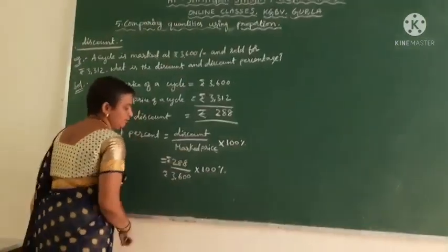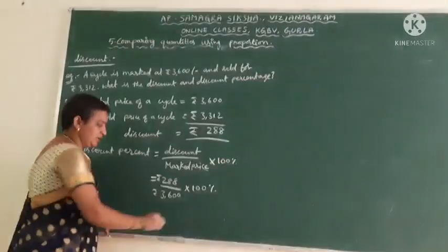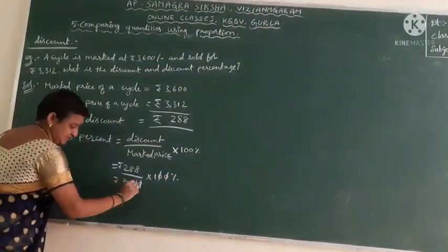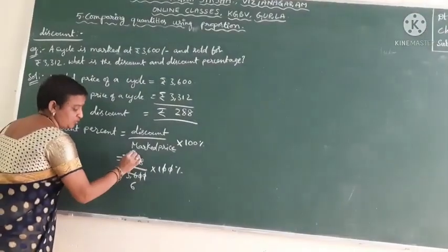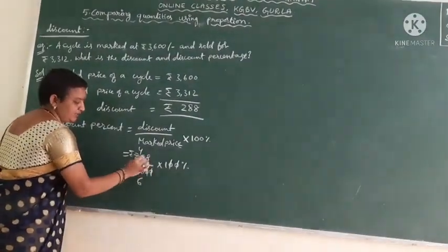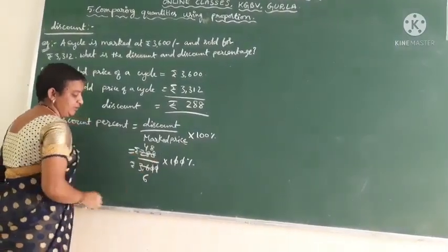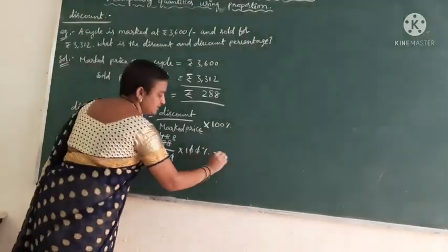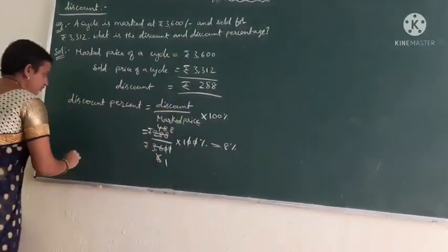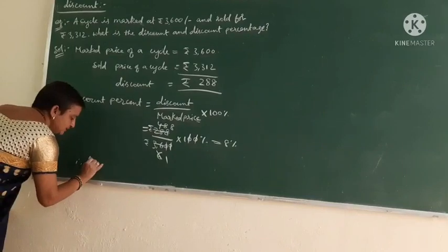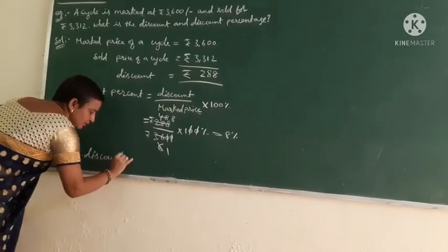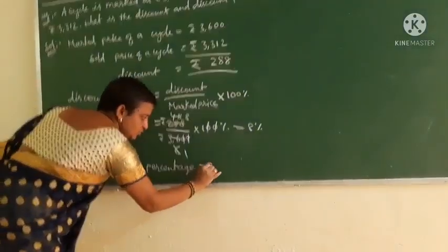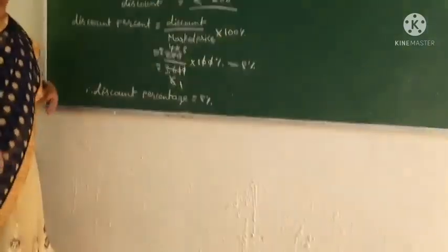Now we have to simplify this. Cancel the zeros. 6 6s are 36, 6 4s are 24, 4 8. 6 8s are 48. Again 6 1s are 6, 8s are 48. So the answer is 8%. Therefore, the discount percentage is equal to 8%.